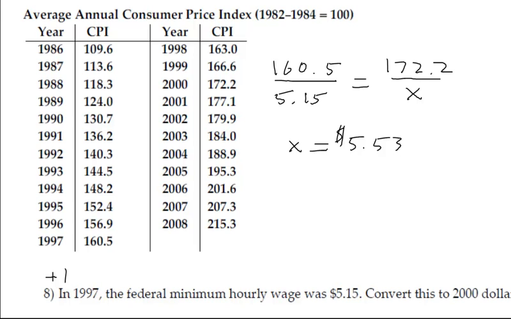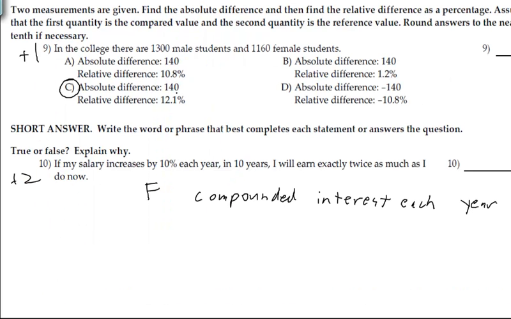Number 8 is just a conversion here with the consumer price index. So you want to go 1997 is 160.5, and that's $5.15 per hour. How does that compare to 2000, where the consumer price index is 172.2 compared to X? So we cross multiply and divide here. And so $5.15 in 1997 is the same thing as $5.53 in the year 2000.